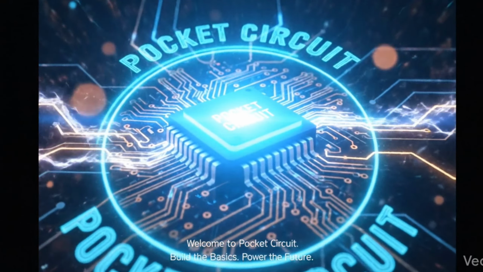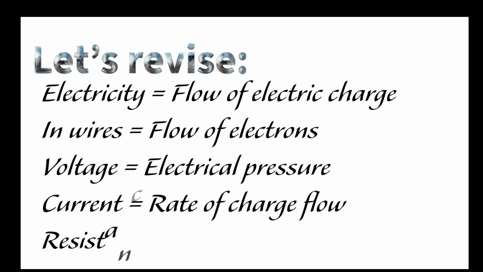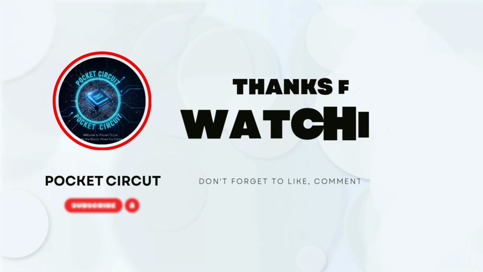Let's revise. Electricity equals flow of electric charge. In wires, it equals flow of electrons. Voltage equals electrical pressure. Current equals rate of charge flow. Resistance equals opposition to flow. If you understand movement, electronics becomes simple. In the next video, we'll deeply understand voltage, current, and resistance with practical examples.